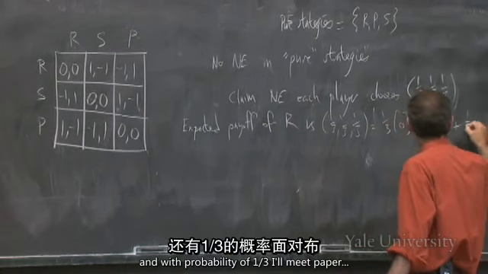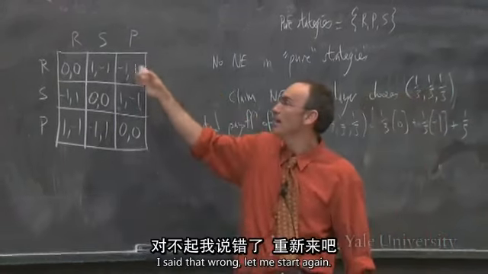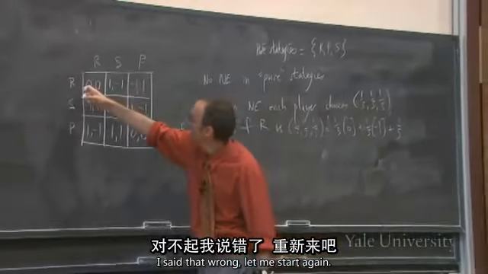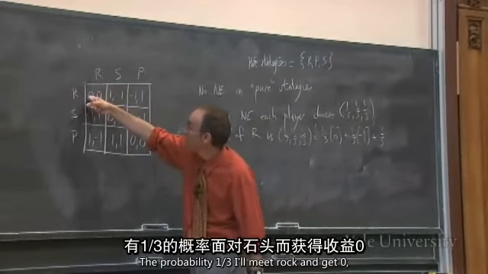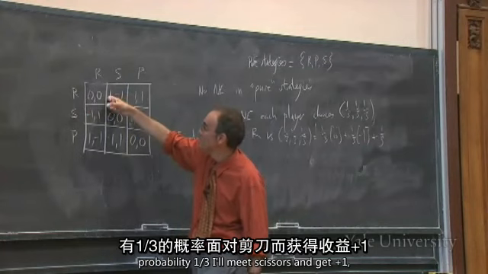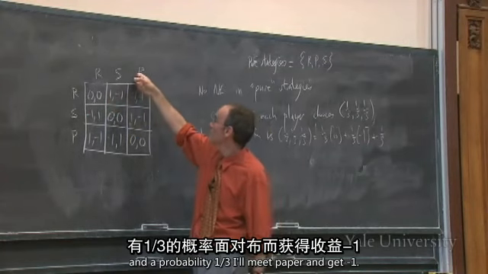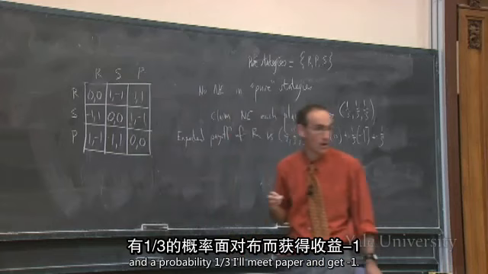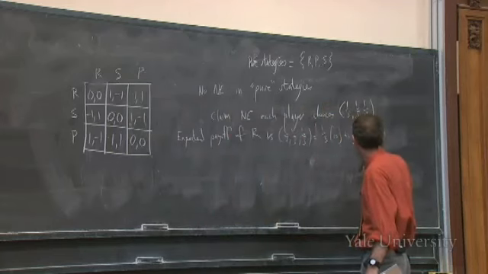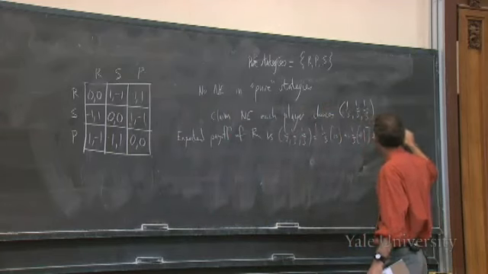And with probability a third, I'll meet paper, and I said that wrong. Let me start again. Probability a third, I'll meet rock and get 0. Probability a third, I'll meet scissors and get +1. And probably a third I'll meet paper and get -1. Is that right this time? That's +1, and that's -1.